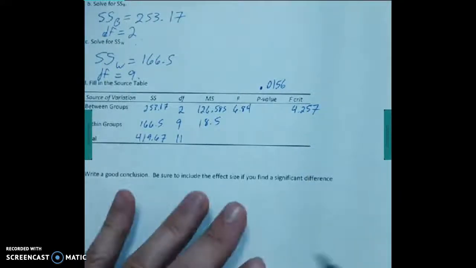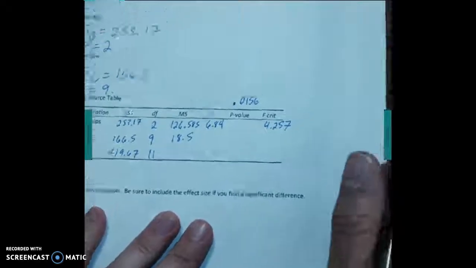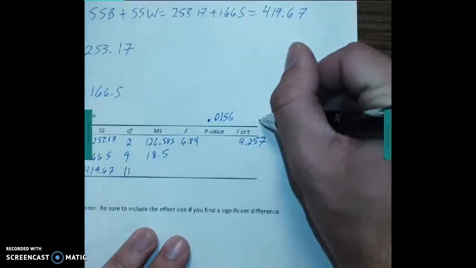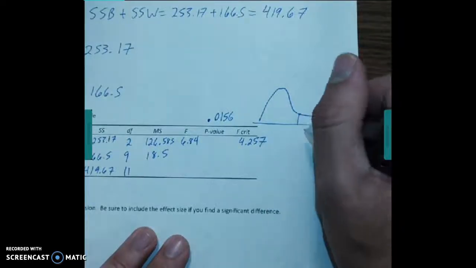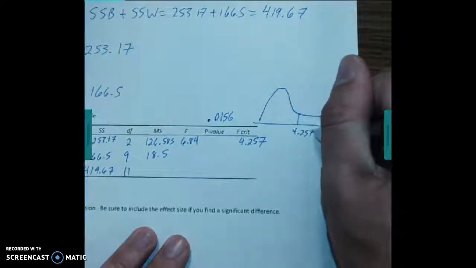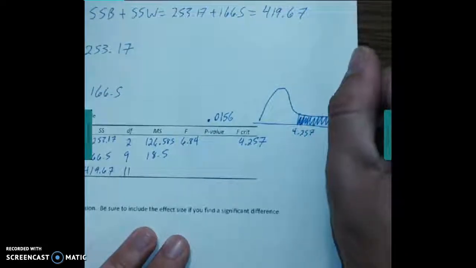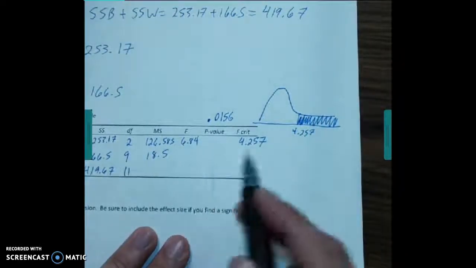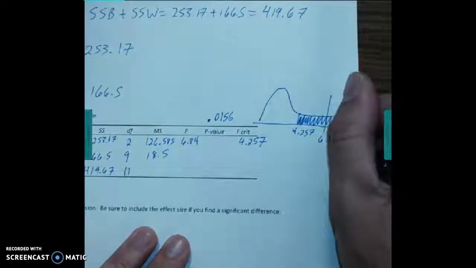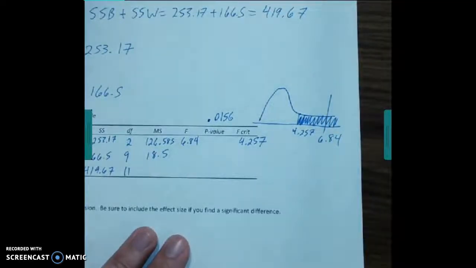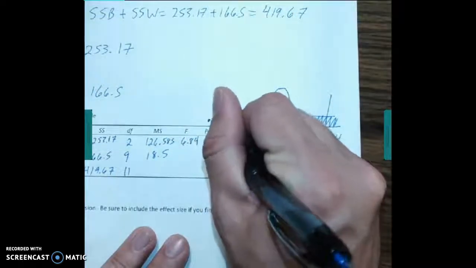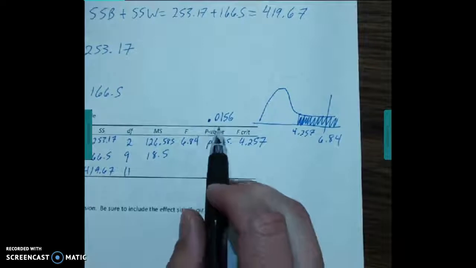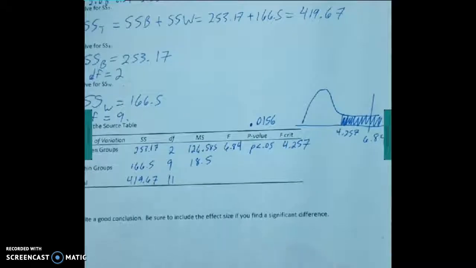So what that means is, if I was to draw a rough F graph here, here's my F, and here is my F critical, 4.257. Anything to the right of that is my rejection region. Well, where's my F stat? It's right here at 6.84, clearly in the rejection region. So normally we'd say, since it's in the rejection region, the p is less than 0.05. And I can confirm that by looking at the p-value that my calculator gave me. It's definitely less than 0.05.